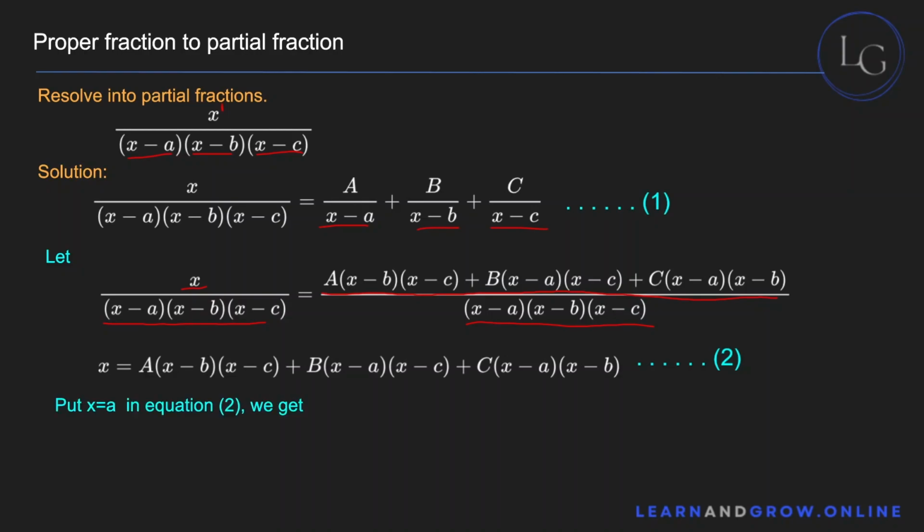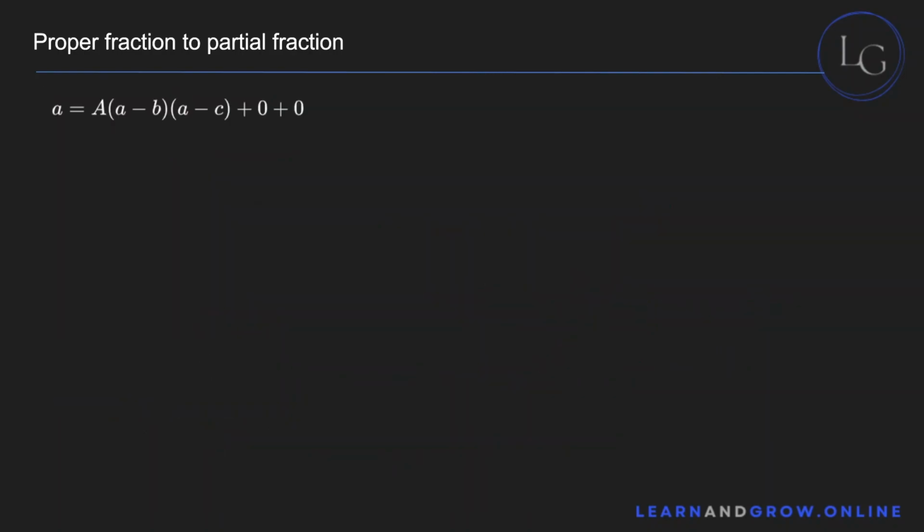So first, let's put x is equal to a in this equation 2. When you put x is equal to a, all the terms with x minus a will be eliminated. So this entire term will be eliminated because this becomes 0 when you put x is equal to a, a minus a is equal to 0. And this entire term will also be eliminated because this becomes 0. So we're just left with a into a minus b into a minus c.